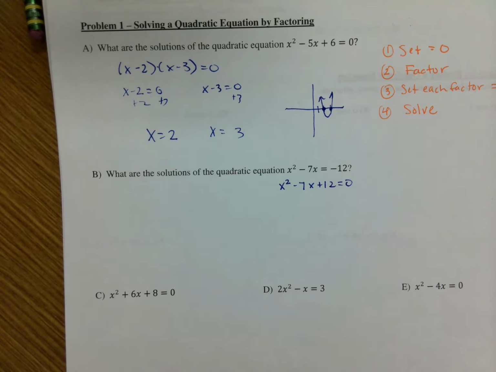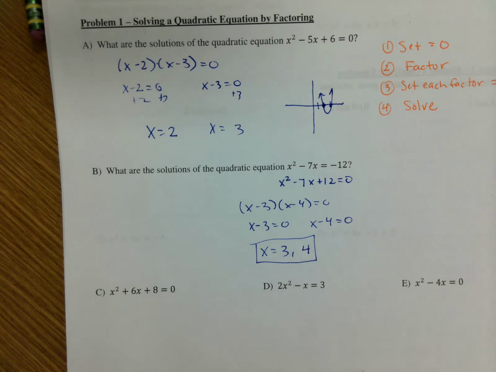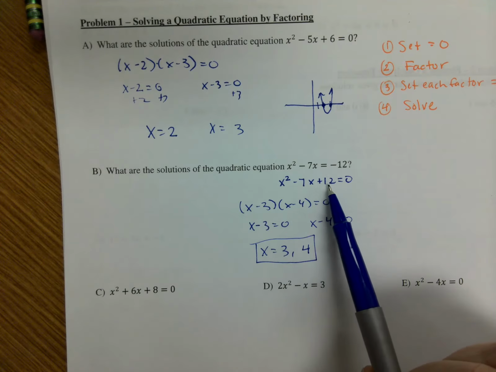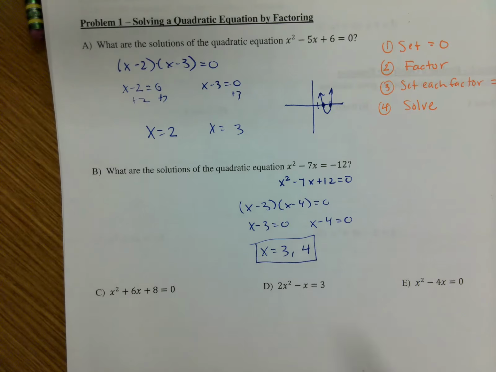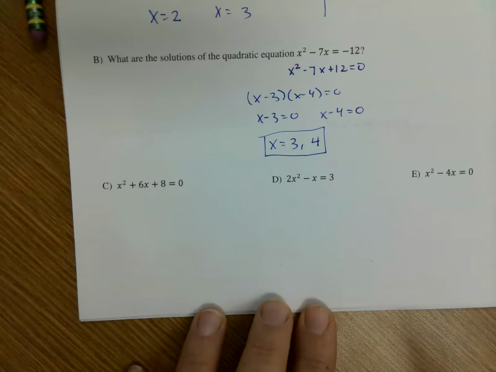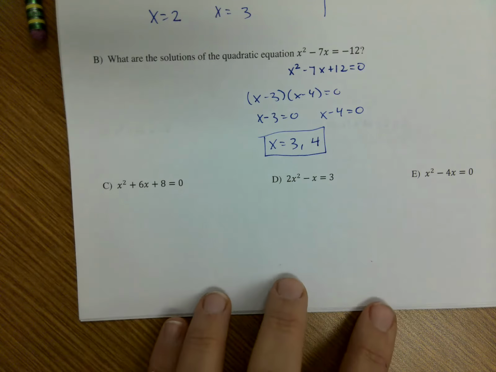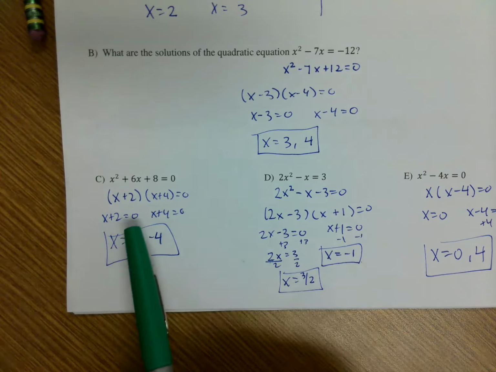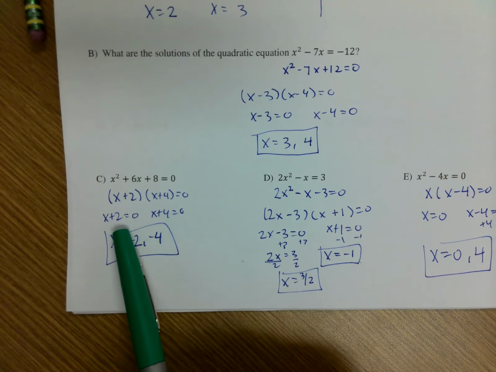I'm going to pause the video. So pause the video and try to factor and solve yourself. You should have gotten that x is equal to 3 and x is equal to 4. So again, factored, multiply to get positive 12, add together to get negative 7. So when I'm looking at these, I want you to pause the video and try to do C, D, and E by yourself. Here, if I factor, get x plus 2, x plus 4, solve both of those.